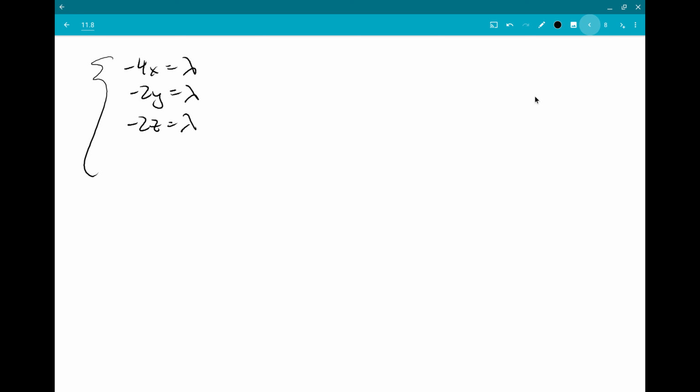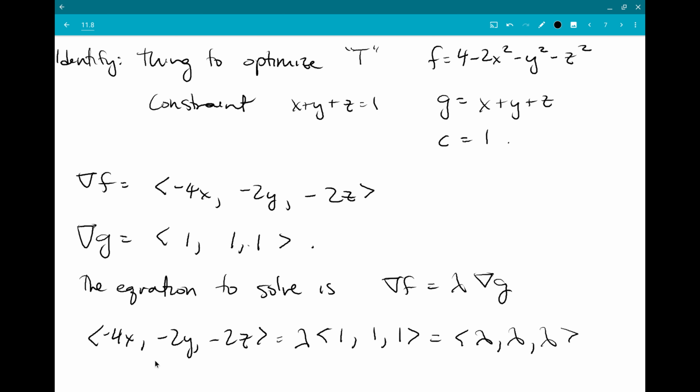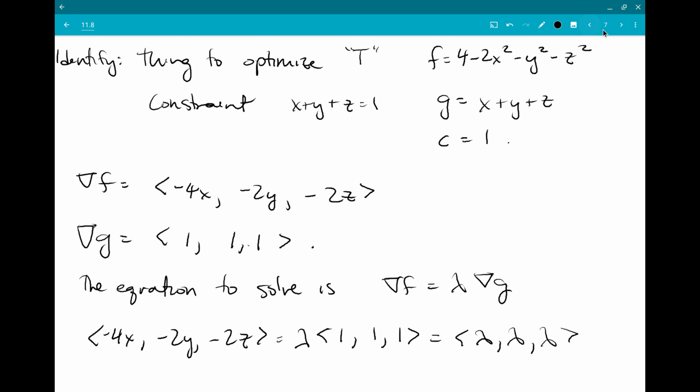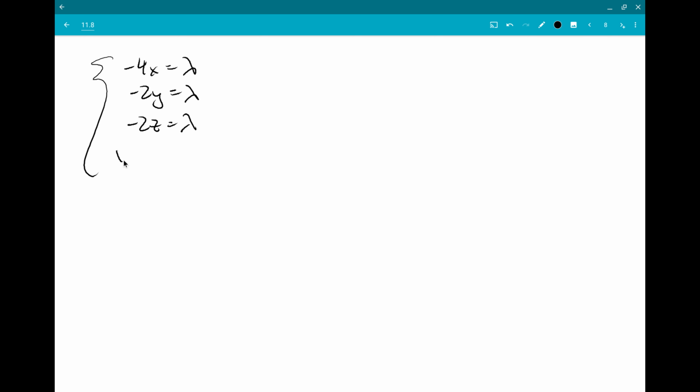I'm just going to check I copied that down. Minus 4x, minus 2y, minus 2z. X, y, z. Okay, all equal to lambda. I have 4 unknowns, x, y, z, and lambda. So that tells me I don't have all the equations I need yet. And the last equation is always just your constraint. X plus y plus z equals 1 is our constraint for this problem.